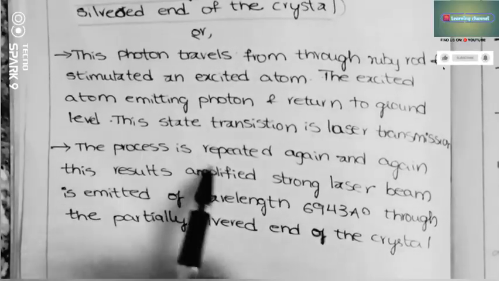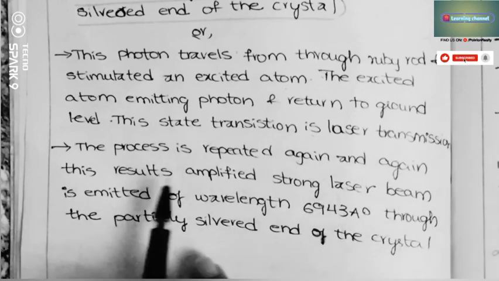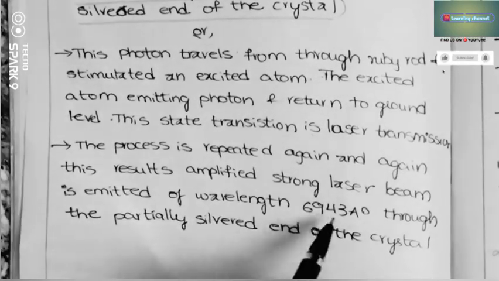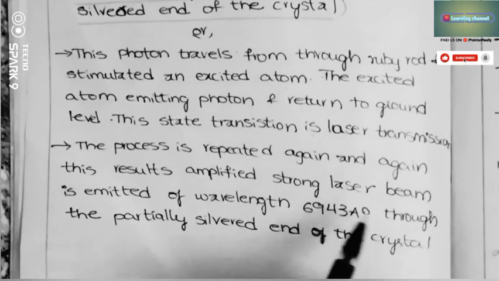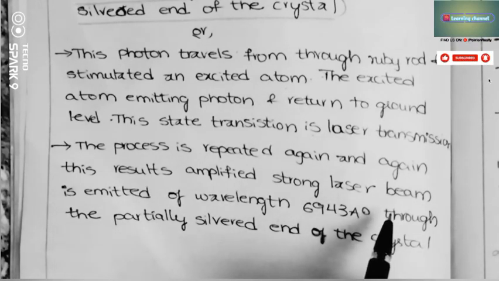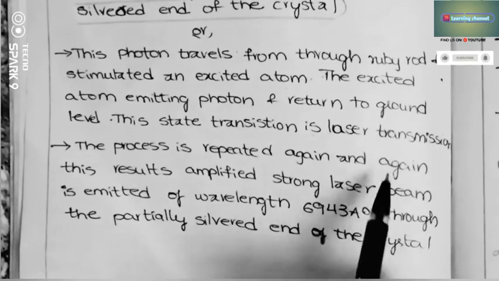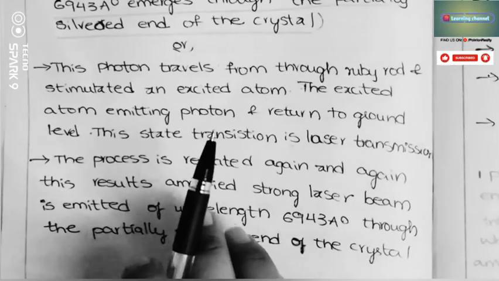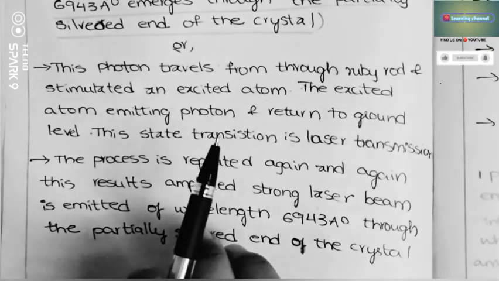And what happens? This process is repeated again and again. This results in an amplified, strong laser beam being emitted with the wavelength 6943 angstroms. So when the photons get maximum energy, they will appear as a laser beam through the partially silvered end of the crystal. So now let me conclude how the process goes on again.